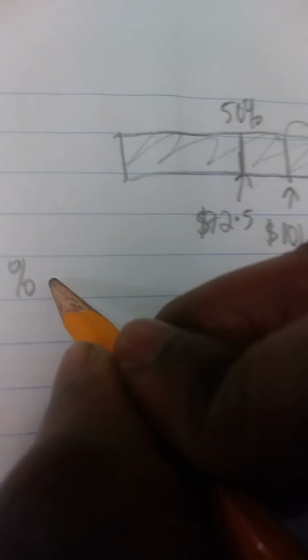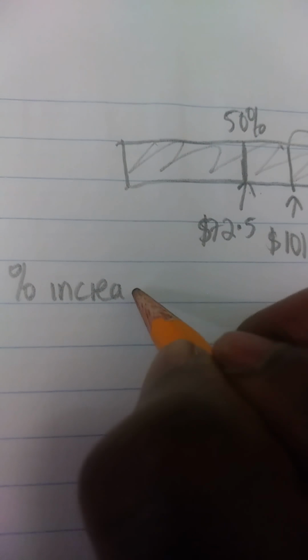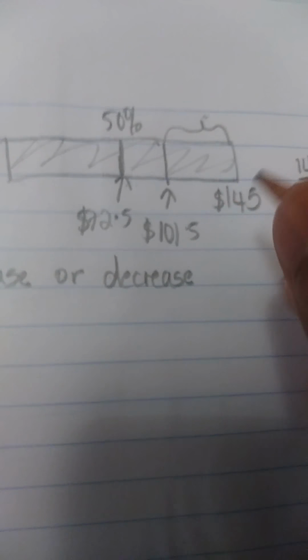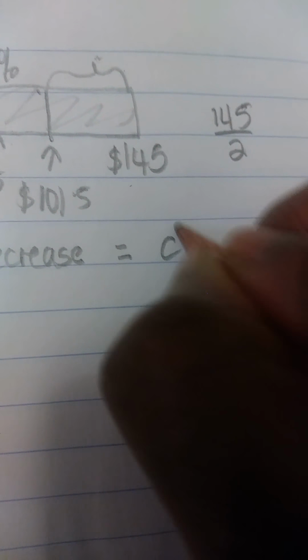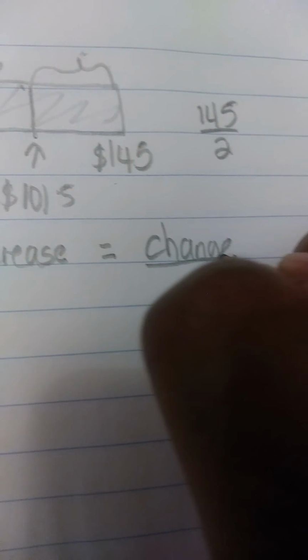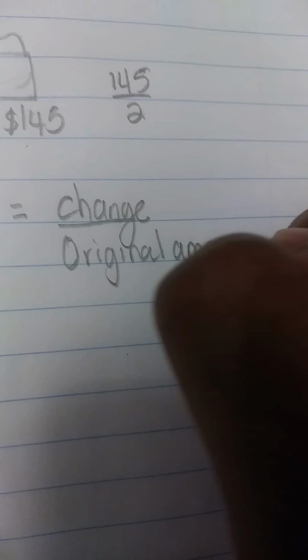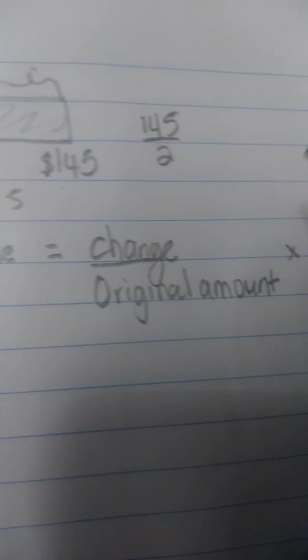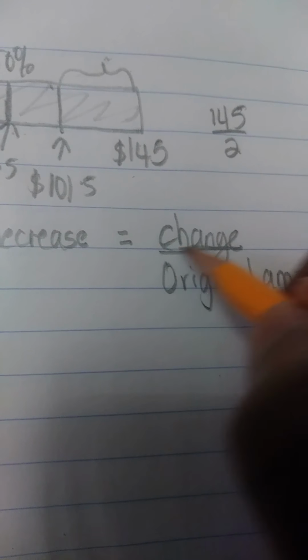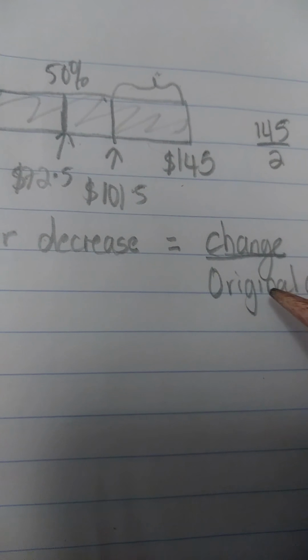So go ahead and write this down. Percent increase or decrease is equal to the change divided by the original amount times 100. So we want to know the fraction of this change to the original amount, how much that is, and we're going to multiply by 100.